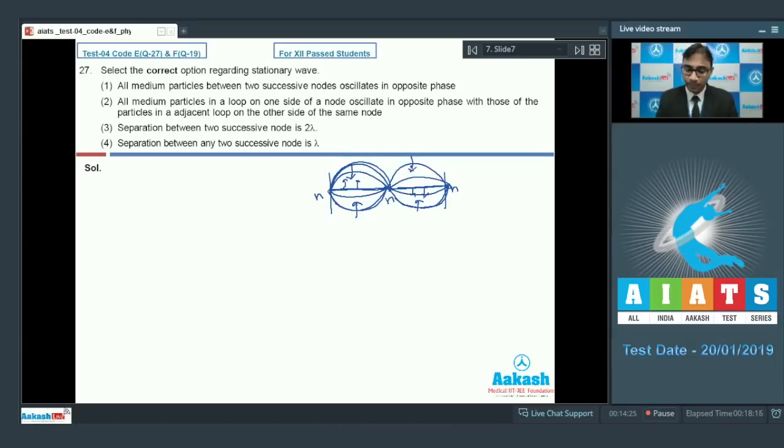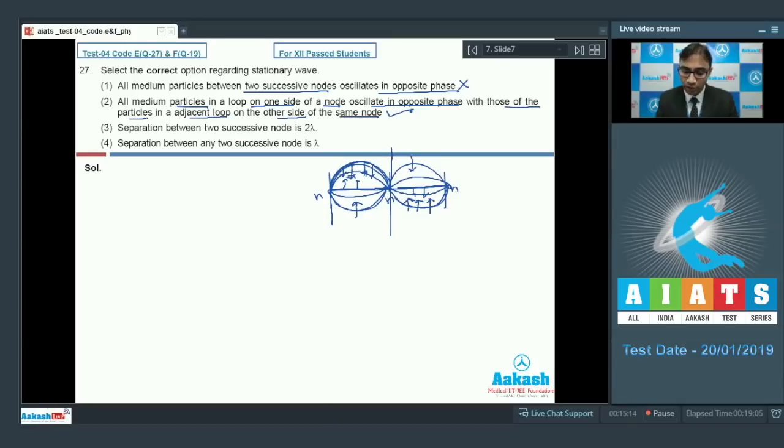So now let's read the options. Option 1 says all medium particles between two successive nodes oscillate in opposite phase. Between two successive nodes, as you can see, all the particles are coming down. So we can say that they are in the same phase. So this is wrong. Option number 2 says all medium particles in a loop on one side of a node oscillate in opposite phase with those of the particles in the adjacent loop on the other side of the same node. If this is the same node, on the left hand side of this node all the particles are coming down, and on the right hand side all the particles are going up. So we can say that they are in opposite phase. So our option number 2 will be correct.